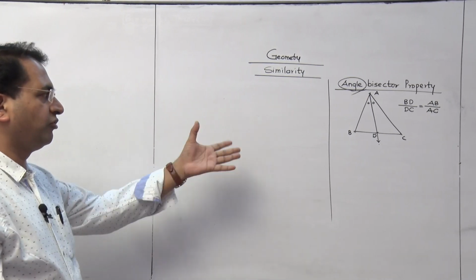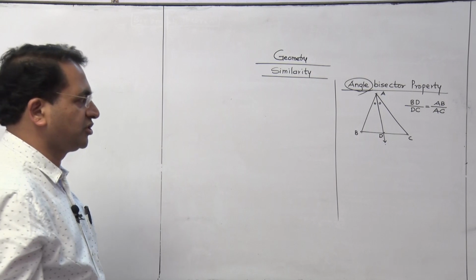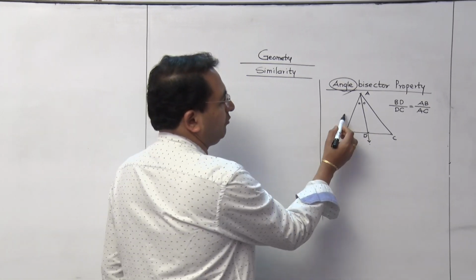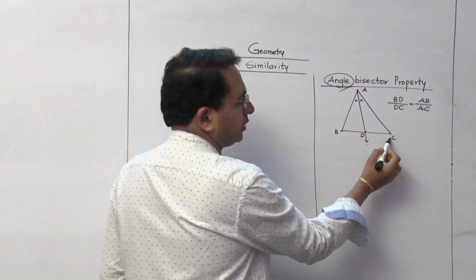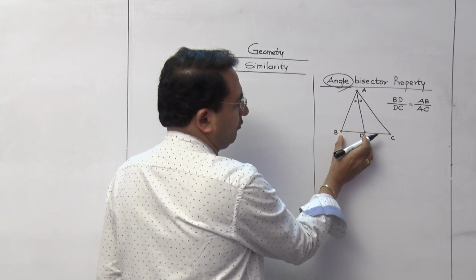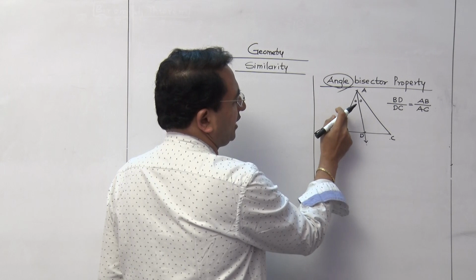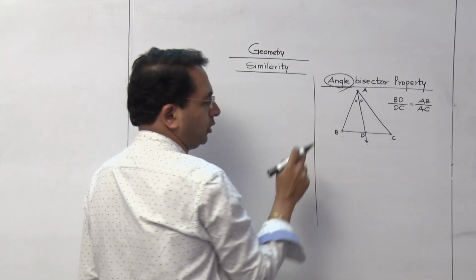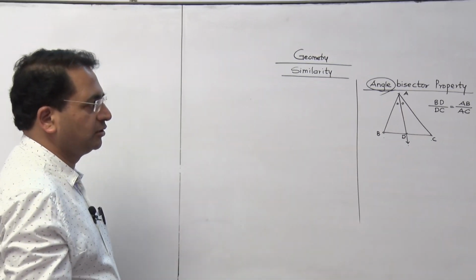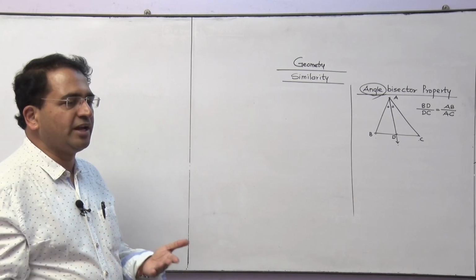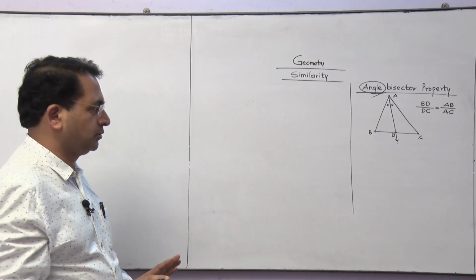Now how can the questions be based? One simple question they can ask you: they will give you the base, one part of it, and the total base. So you can find out this side, and any one of the sides given to you. So you have to find this. This question you can expect only for 2 marks.